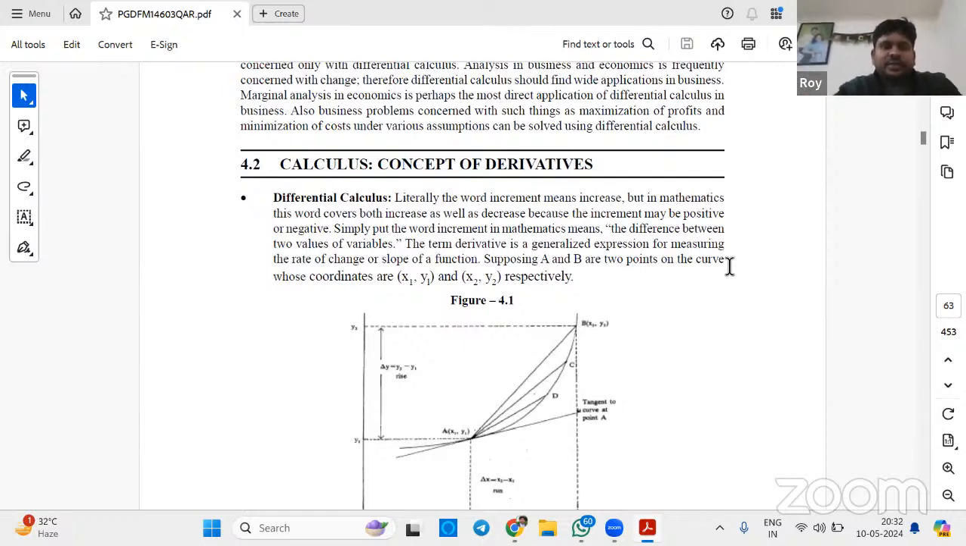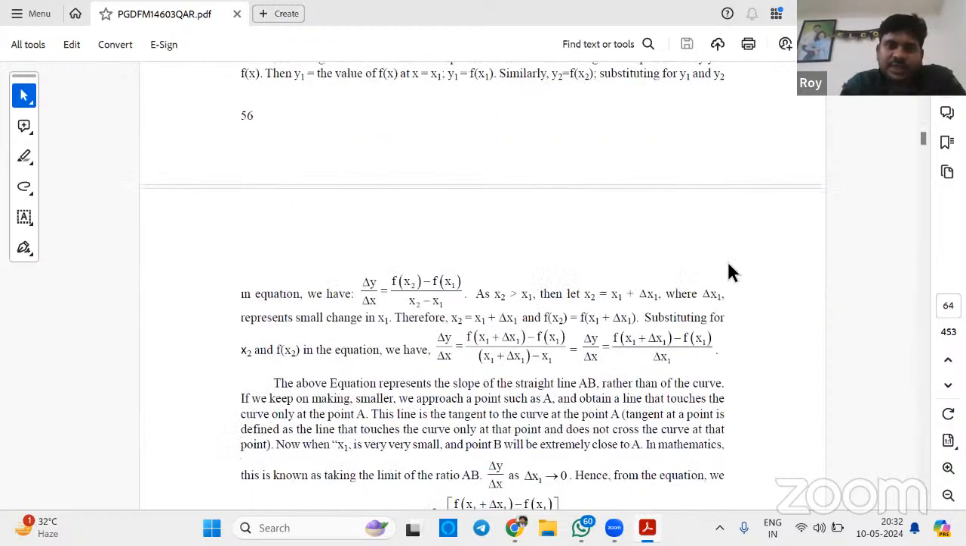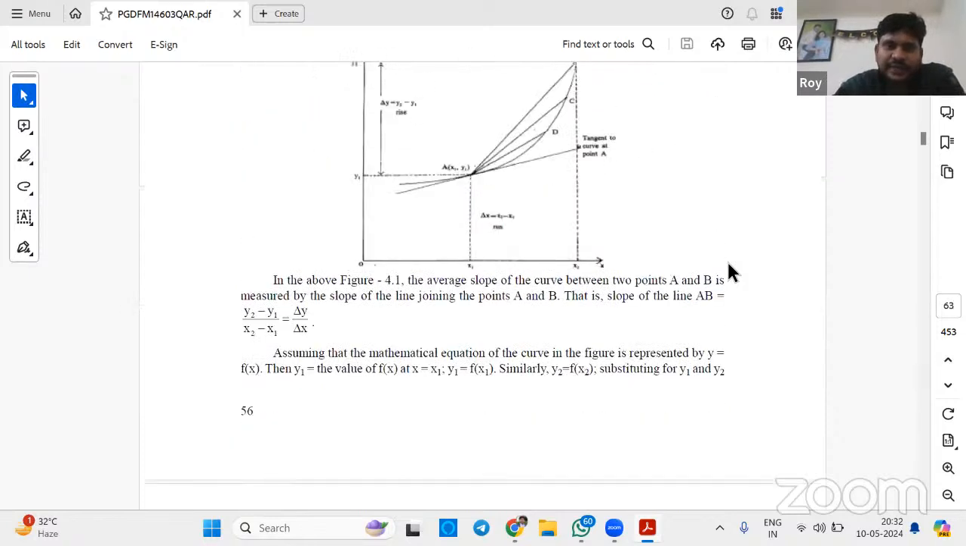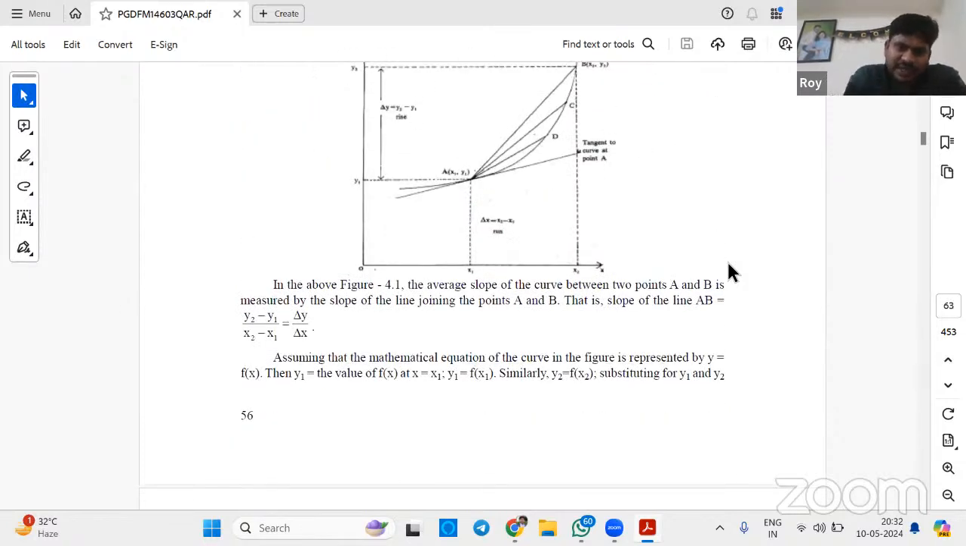The difference between two values or variables, that we call a derivative or the difference, right? The term derivative is a general expression for measuring the rate of change, how much change has happened to that existing system, right? Now, easy to understand. Here, these derivatives we can just write like this.